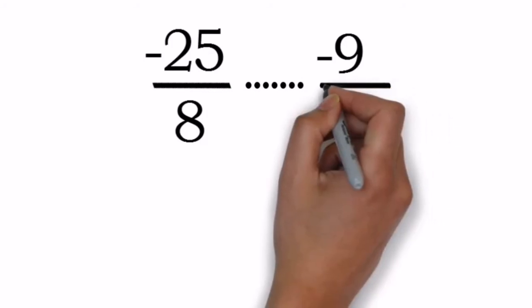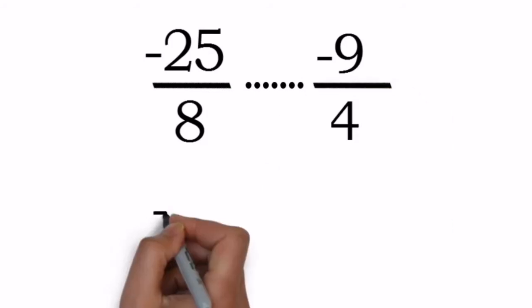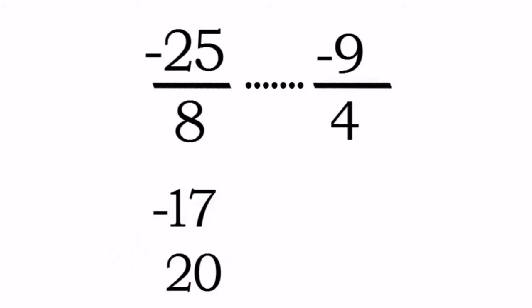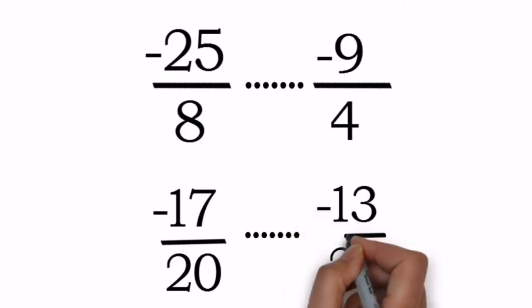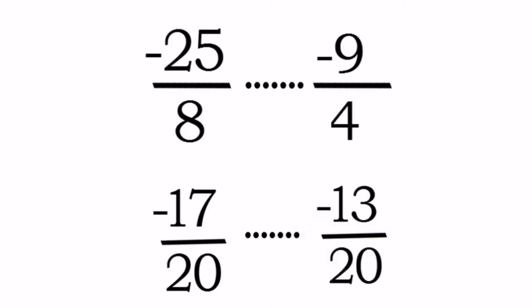The first fraction given to us is -25 upon 8 and the second fraction is -9 upon 4. Now we have to focus on the multiplication of numerator and denominator, but it will be the denominator of the second fraction and the numerator of the first fraction. And the second question which is given to us is -17 upon 20 and the second fraction is -13 upon 20. The answer over here is, in both the fractions, the second fraction is greater.